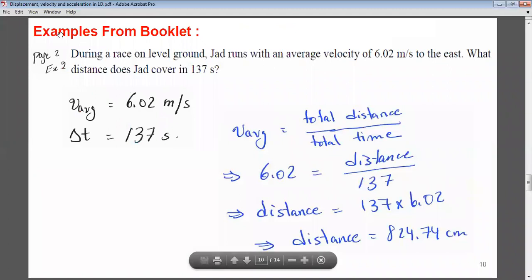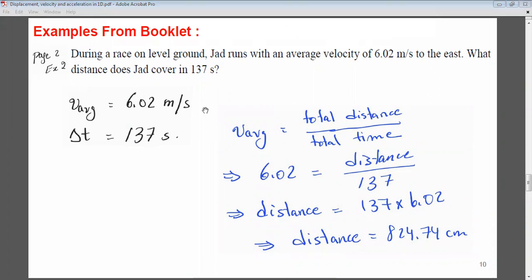So this is an example also from your booklet. During a race, don't worry much about the English, I will focus on the important things here. During a race, on level ground, Jad runs with an average velocity of 6.02 meters per second. So what is this? Average velocity. So I directly write it over here. This is the average, 6.02 meters per second.